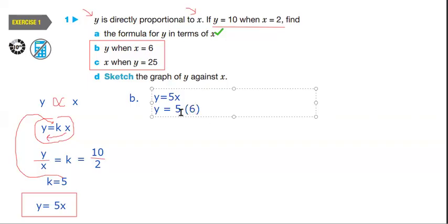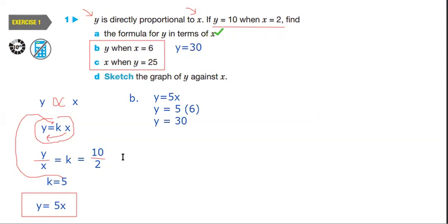And the brackets mean what? Means multiplying. Very good. So this means 5 times 6. So y equals 5 times 6, which means 30. So y equals 30. So here, the value of y equals 30. And this is question B.